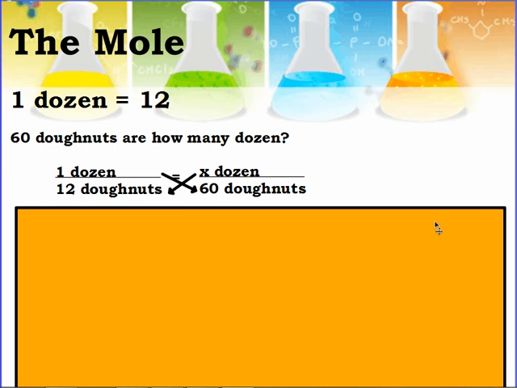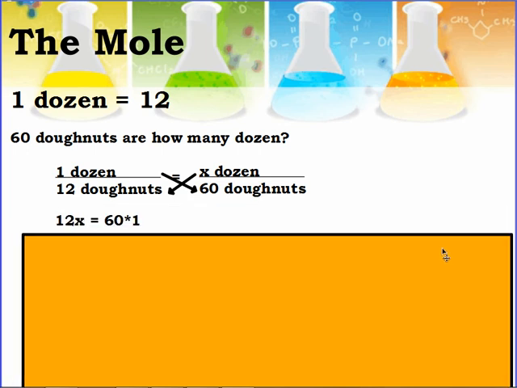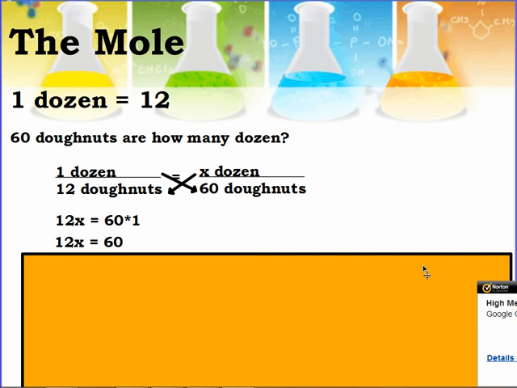Next, I'm going to cross multiply. That's why the arrows are there. When I cross multiply, I come up with 12x is equal to 60 times 1. Well, of course, we know that 1 times anything is just the number itself, so I'll simplify that: 12x is equal to 60.